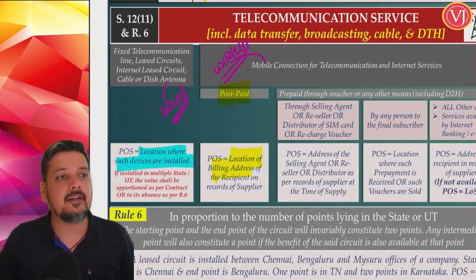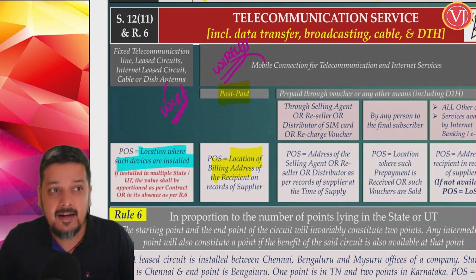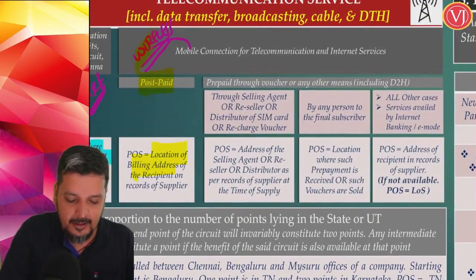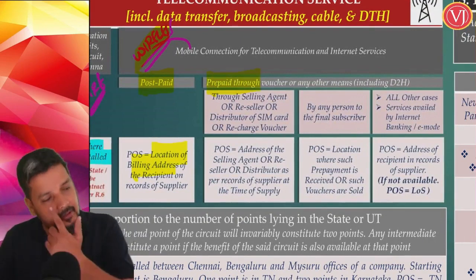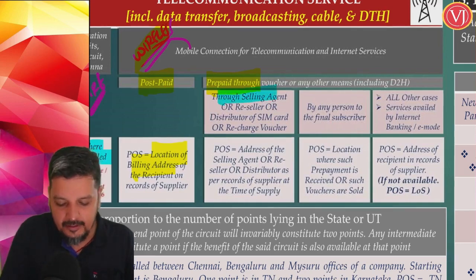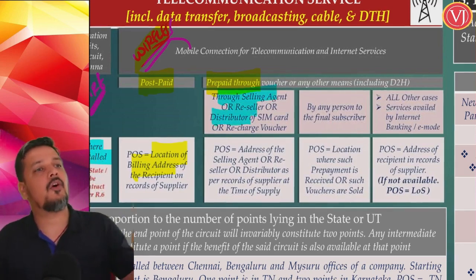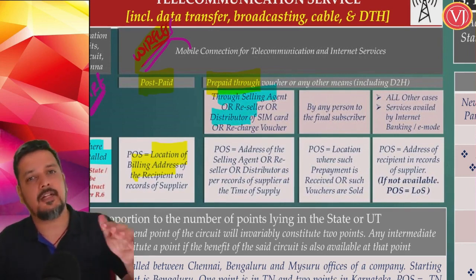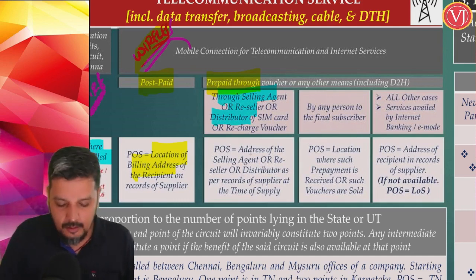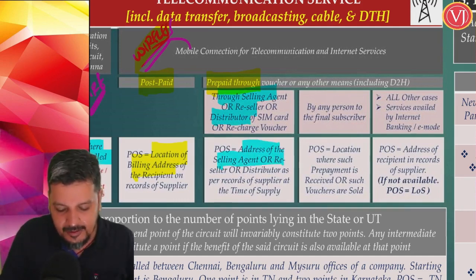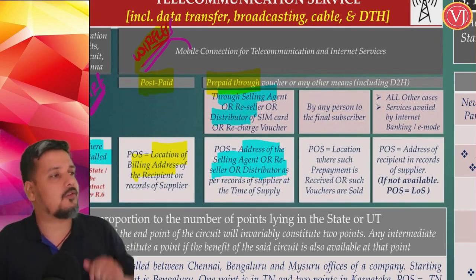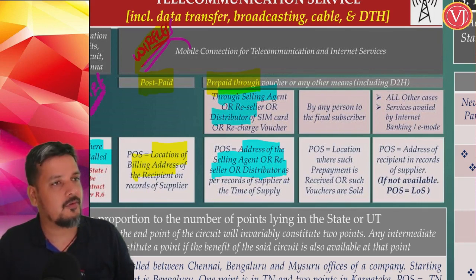Entire issue starts when it is wireless and prepaid. So when it is wireless and it is prepaid, then you have to ask a question. That is, is it through a selling agent or a reseller or a distributor? Jio is giving you internet services or telecommunication services through a distributor. So Jio to distributor, place of supply will be the address of the selling agent or the reseller or the distributor as per the records of Jio.